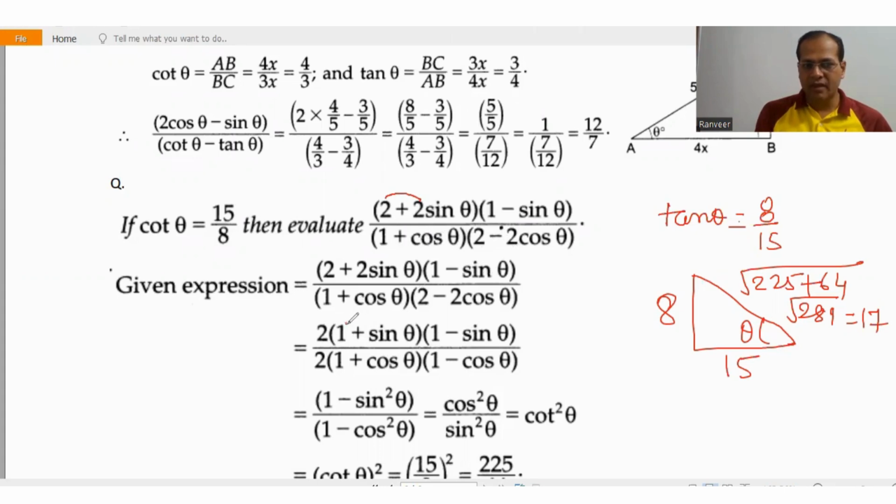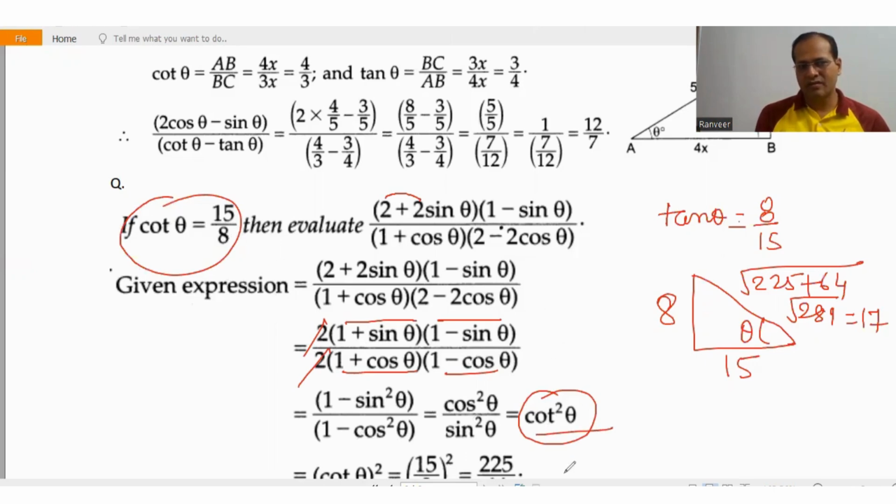So 2 bracket 1 plus sin theta, 1 minus sin theta, 1 plus cos theta, 1 minus cos theta. So this 2 will cancel, and this becomes 1 minus sin square theta over 1 minus cos square theta. This becomes cot square theta. So whatever the cot theta value is there, 15 by 8, just square this value, you will get the answer.